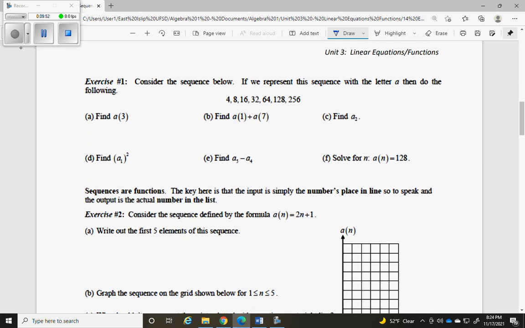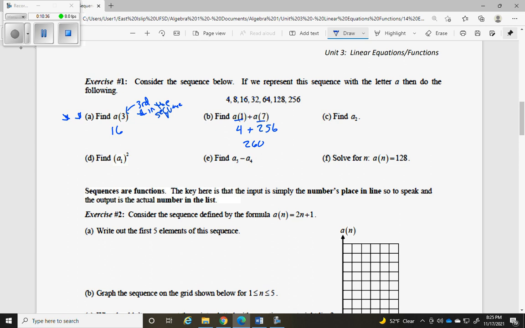So let's take a look. So here we have a sequence, and we're going to be able to read the notation that we just learned. This is asking me for the third number in the sequence. So that would be 16. This is asking me for the first number in the sequence, and they want me to add it to the seventh number in the sequence. 1, 2, 3, 4, 5, 6, 7. Oh, add it on to 256. So it turns out to be 260.